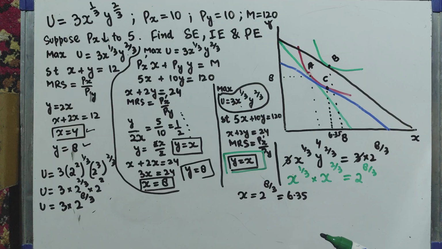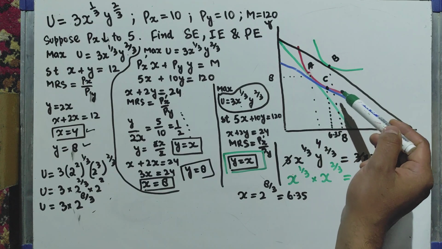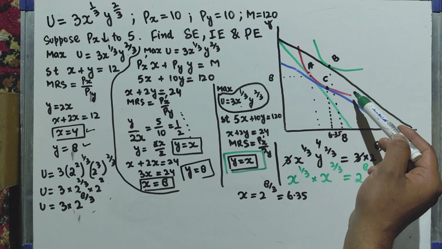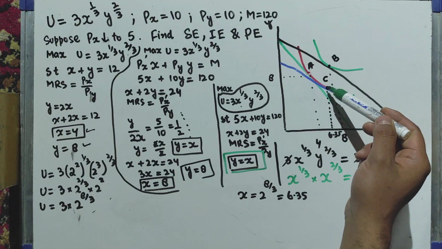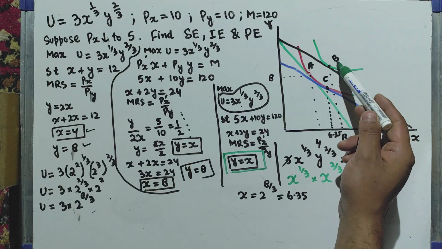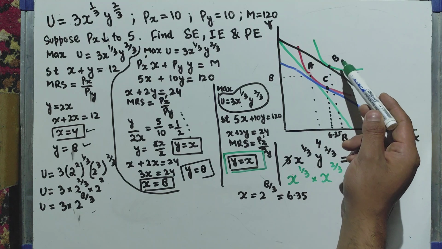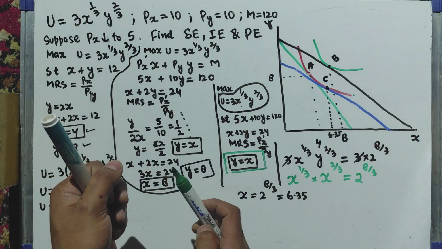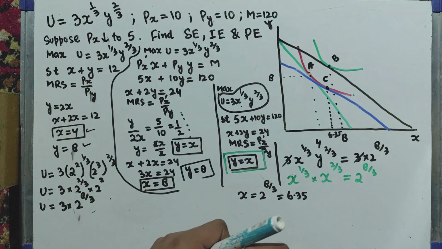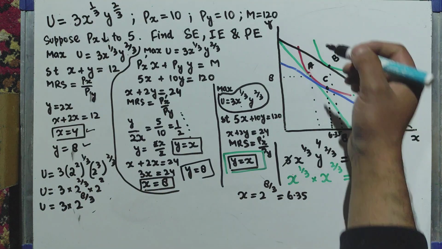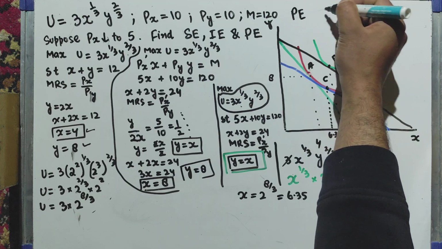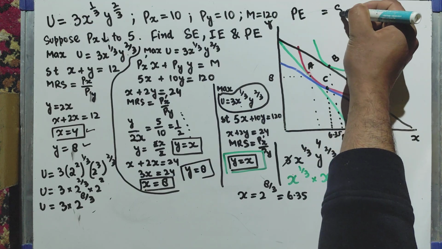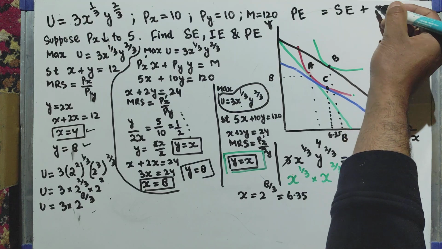Why is this the substitution effect? Because the consumer's utility is the same here. We hold this constant, and the movement from C to B denotes in fact our income effect. The rest of the effect is the income effect. We can check it out also. So what is price effect? Price effect, as you know, should be equal to the substitution effect plus income effect.